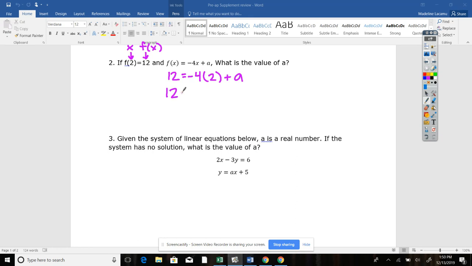And then we just simplify this and solve for a. So I get 12 equals -8 plus a. And then to solve for a, I need to get rid of this -8. So I add 8 to both sides. So 20 equals a. And that's all you have to do for that one. That's the answer.